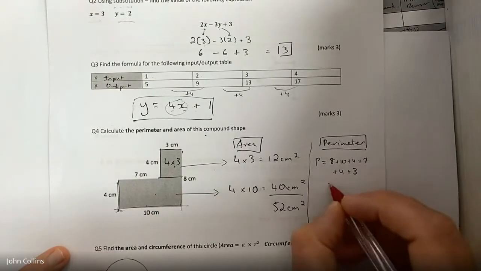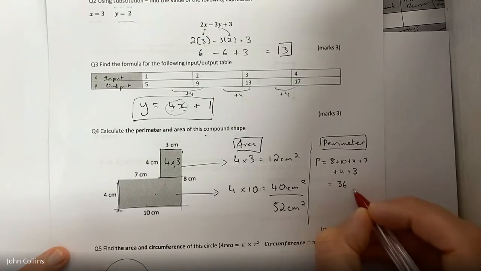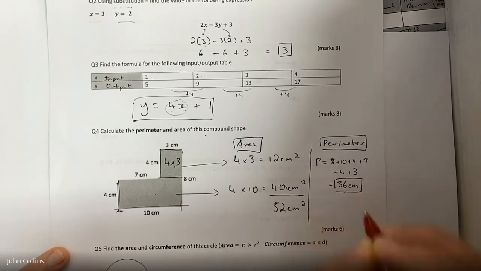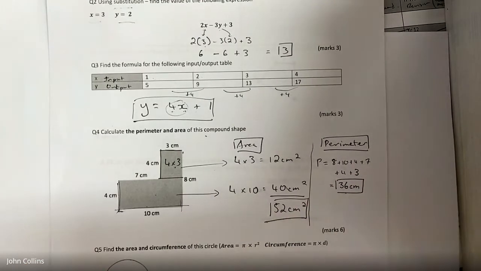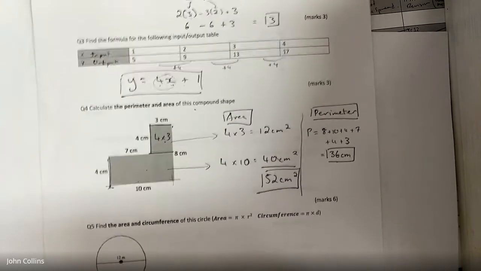I think if you add all those up, you get 36 centimeters. You can check that out. There's my two answers. Do notice the way I'm putting boxes around my answers to clear everything up a little bit. Might be an idea to keep things neat and tidy so I don't have to try and find where the answers are.